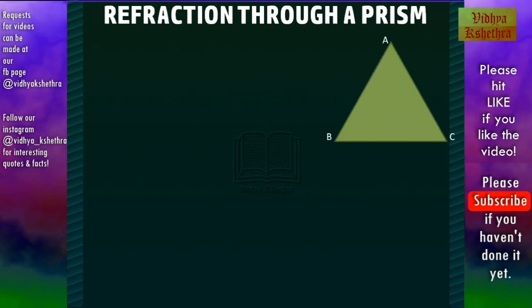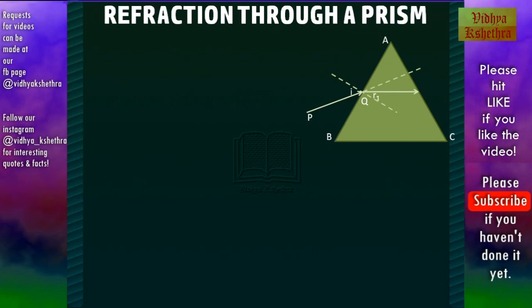So this is a prism ABC. Now we can consider an incident ray PQ. When it meets the face AB, it undergoes refraction. Here I is the angle of incidence and R1 is the angle of refraction.